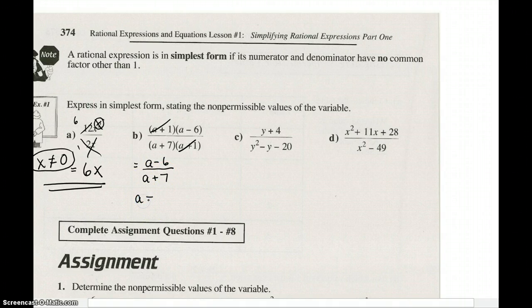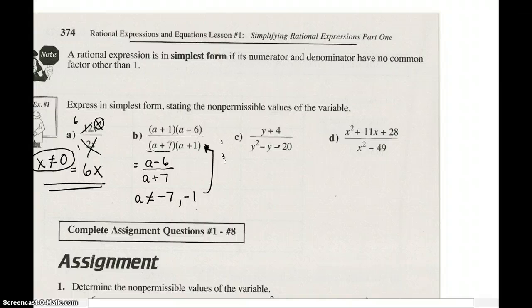A cannot equal, so these are the non-permissible values, the ones that would make the equation undefined. A cannot equal, and I go back here and I look at what's on the bottom, and a cannot equal negative 7, and a cannot equal negative 1. So again, I'm just taking it back to the beginning of that question. We always need to go back to the beginning of the question in order to figure out what our non-permissible values are.